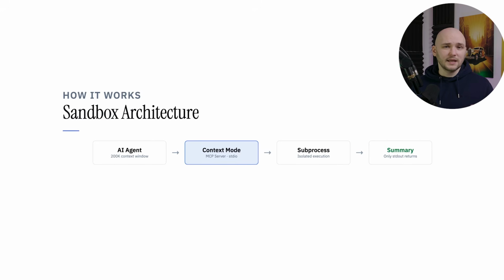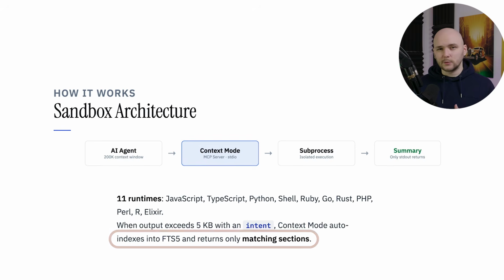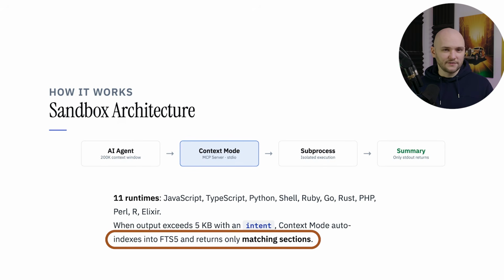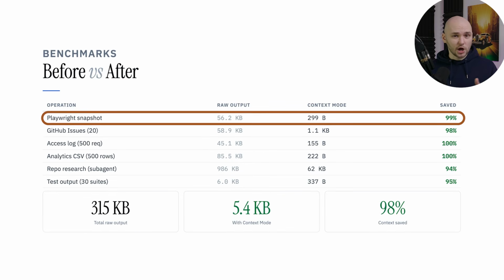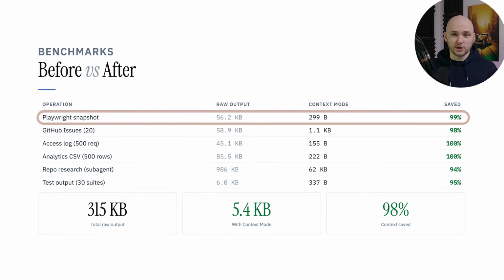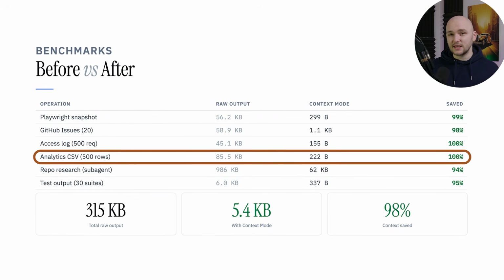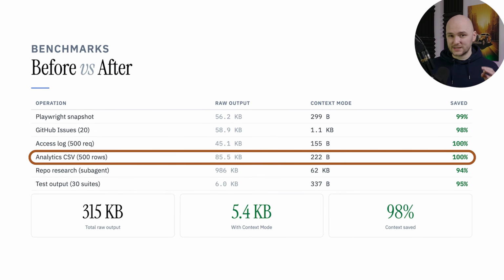Context mode acts as a virtualization layer. Instead of the AI talking directly to your OS, it talks to a sandbox. And instead of dumping massive outputs, context mode indexes them in a local SQLite database using FTS5, aka full text search. And the result is pretty significant. For example, that 56K playwright snapshot is reduced to 299 bytes, a 99% reduction. Or for example, this analytics CSV is crunched down to 222 bytes, which is a near 100% reduction.